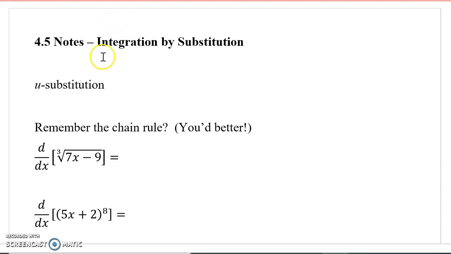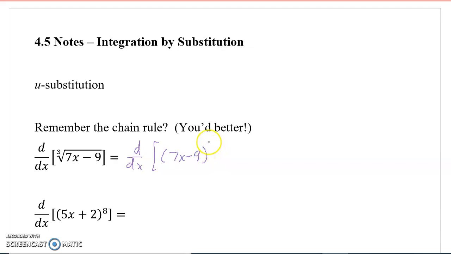So we all remember the chain rule. We talk about it a lot. Every time we take any derivative, we always have to remember the chain rule. Remember, the idea is that when we're taking the derivative of a composition of functions, this time we have the inner function of 7x minus 9 and the outer function of raising something to the 1/3 power. We've got an argument that doesn't change. The inner function doesn't change.